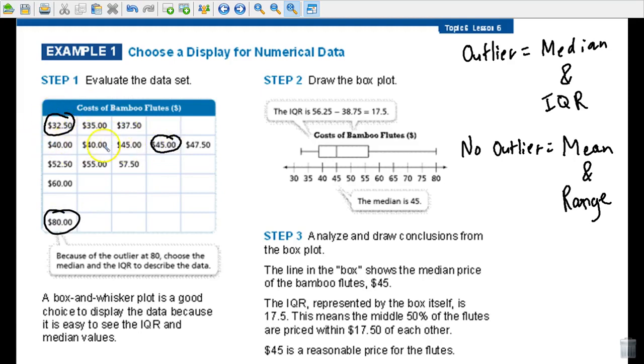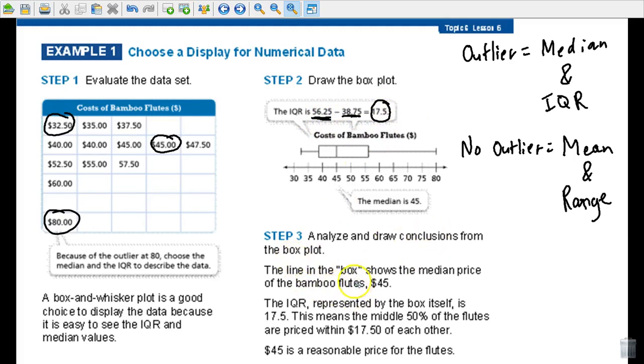So we would look at these 6, take the very middle 2, and find the average of them. That would be my lower quartile. So my lower quartile in this situation is the 38.75, and then the upper quartile would be between these two numbers, 55 and 57.50, and that's where we get 56.25. Upper quartile minus lower quartile gives me the IQR.